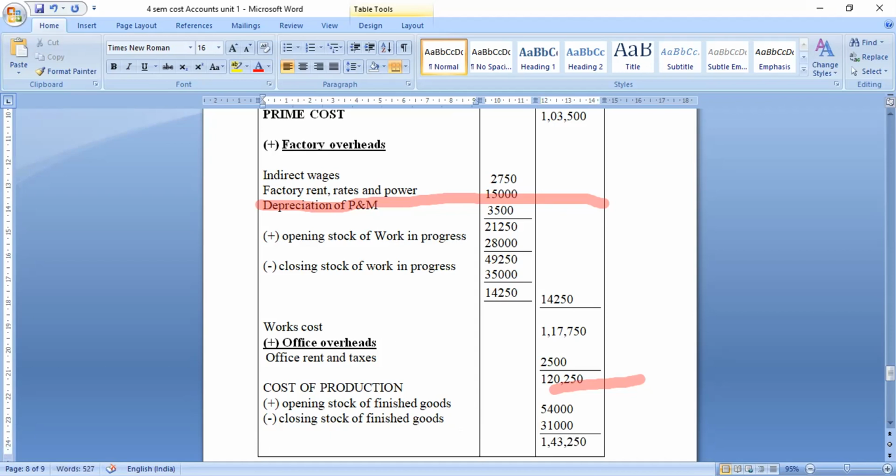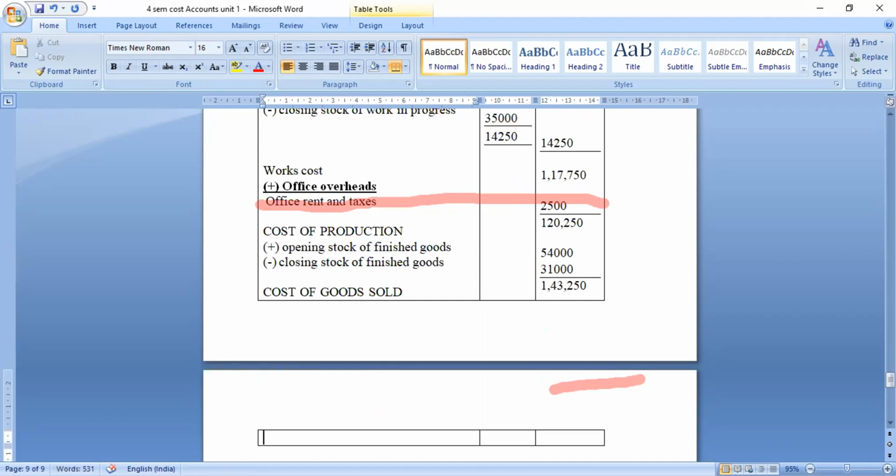You can call it as cost of goods sold. So next, to the cost of goods sold you are going to add selling overheads.